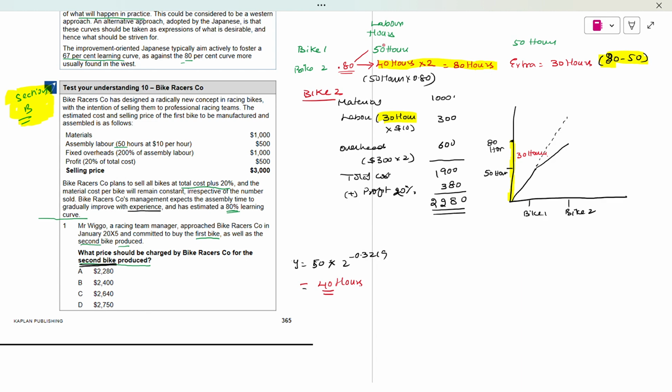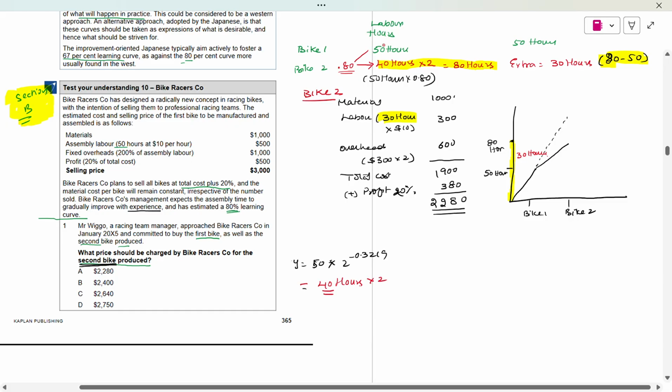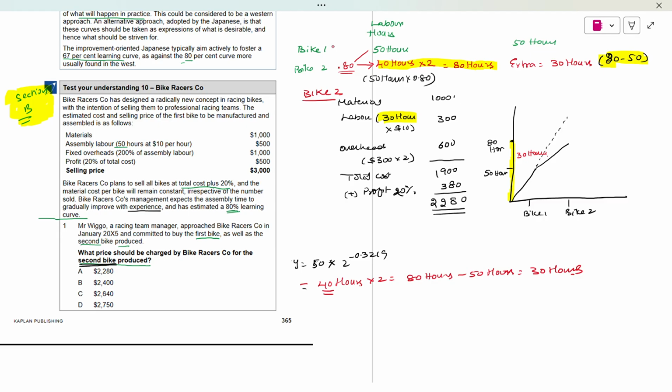It works because 40 multiplied by 2 is 80. 40 multiplied by 2 is how much? 80 hours. Okay, 80 minus 50 hours. It comes to 30 hours. Are you clear about this? Yes.